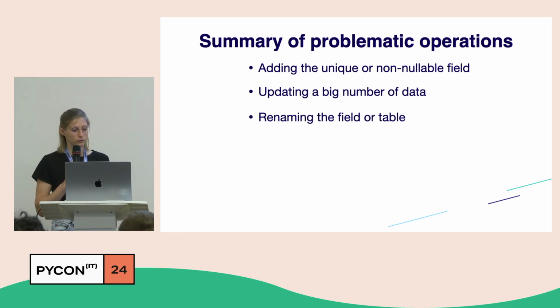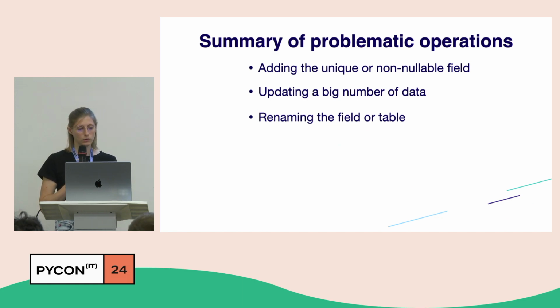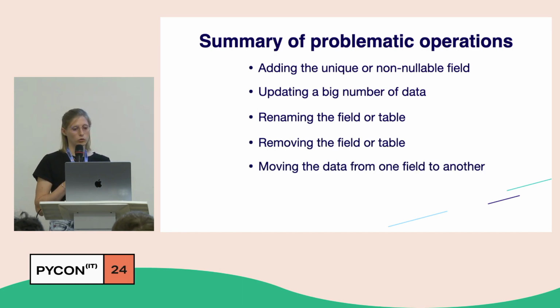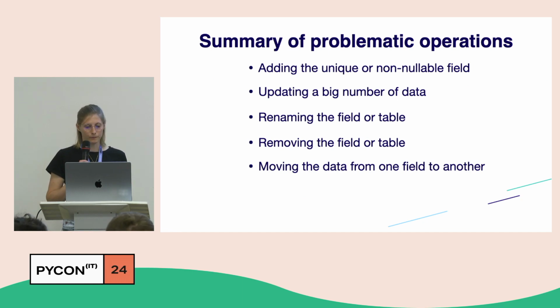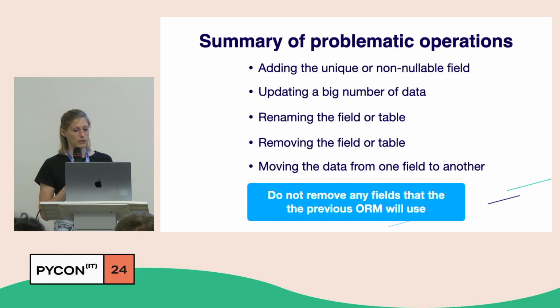Then renaming a field, like renaming the created field in our example, but also renaming a table, removing a field or table, or moving the data from one field to another. All of these operations will cause a similar error to renaming the field. In Sailor, we face this problem, for example, when changing ID to a universally unique identifier. So the key element is to not remove any fields that the previous ORM will use and to minimize each migration time.